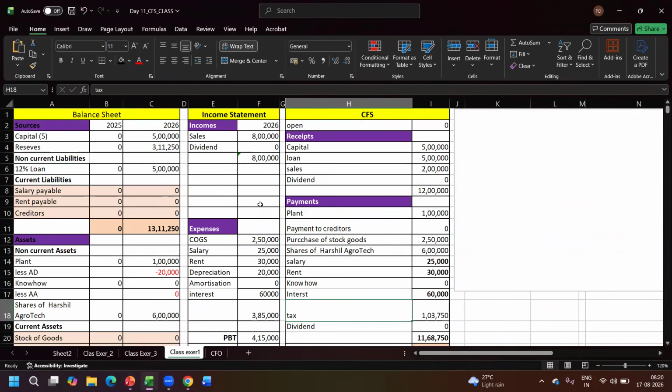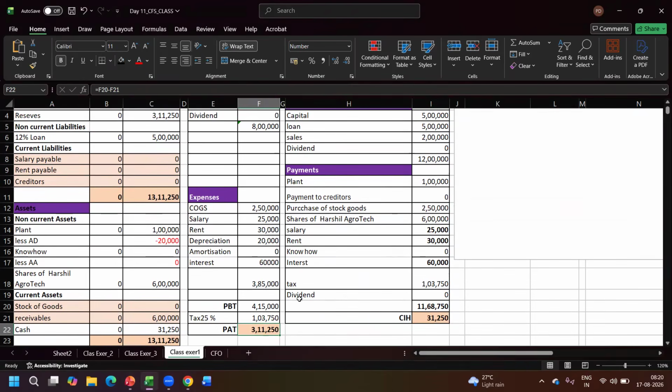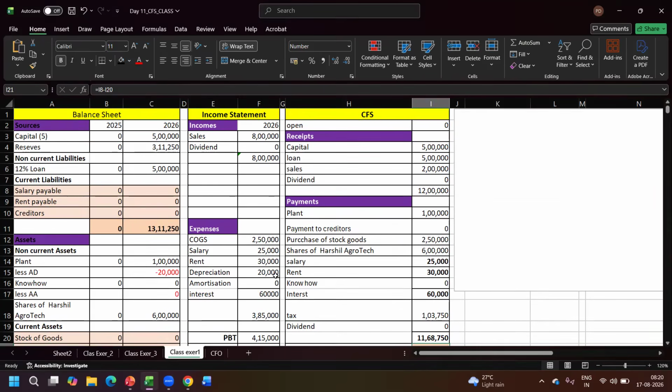Okay. So we can see that this is a new company, the opening balance sheet is 0, and this is the year the business has started. The profit is 311,000, whereas cash in hand is 31,000. Why is cash not the same as profit? Because profit is incomes minus expenses, and cash is receipts minus payments. We can see that every receipt is not an income, and every payment is not an expense.